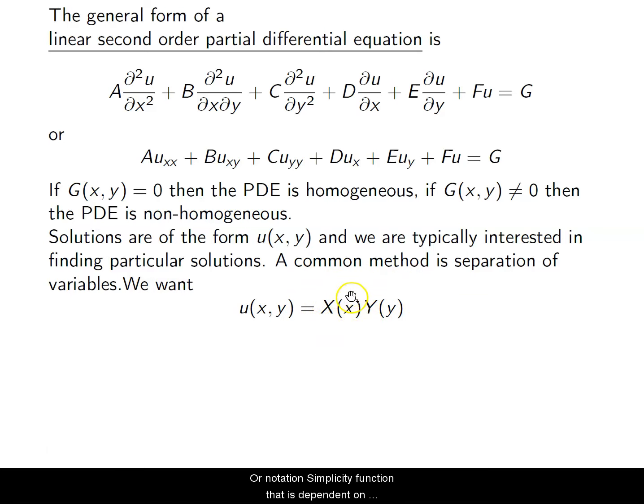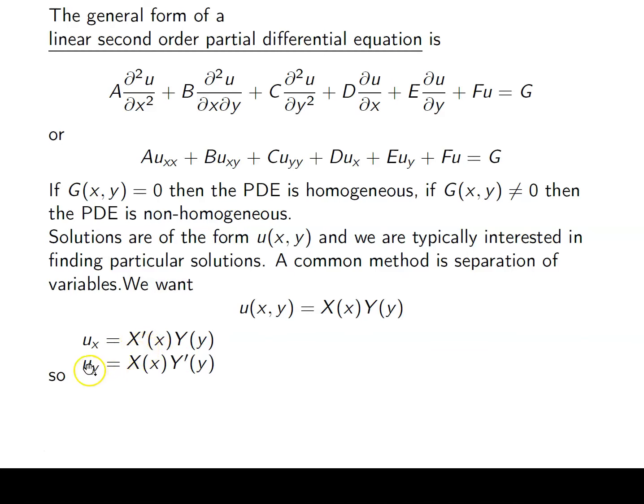For notation simplicity here, the function that is dependent on x is big X, and the function that's dependent on y is big Y, right? So I like to separate this into 2 functions, one completely in x and one completely in y. Now, if I take this function and I take its derivative in terms of x, if you remember your calculus 3, that means that this is held constant and this turns into a derivative. So I basically have a constant times the first derivative of my x function, right? The derivative with respect to y, this is held constant and this is my derivative, right?